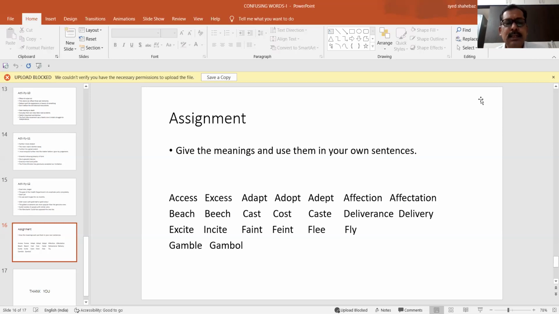So first, let us read these sentences. Access, excess. Adapt, adopt, adept. Three words. Affection, affectation. Beach, beech. Cast, caste, cost. Deliverance, delivery. Excite, incite. Faint, feint. Flee, fly. Gamble, gambol.